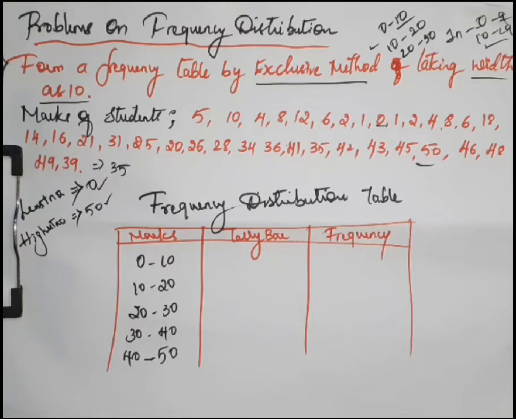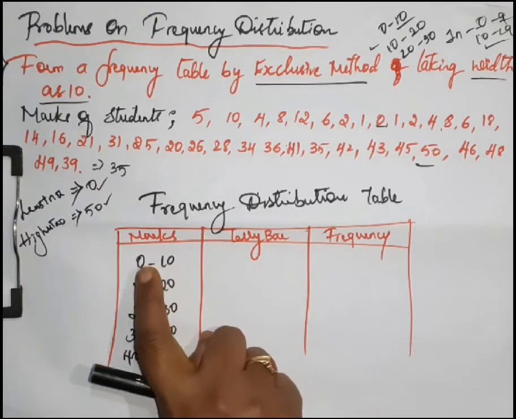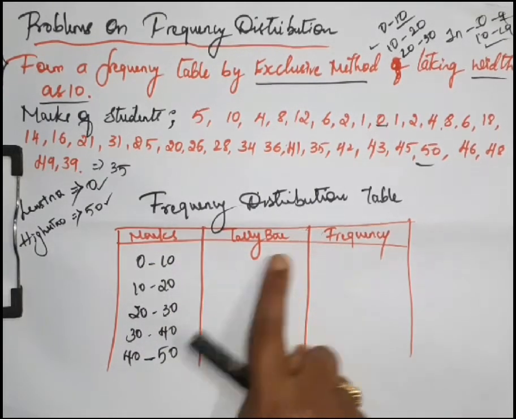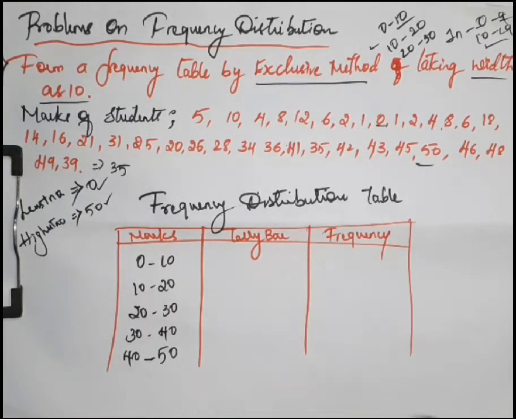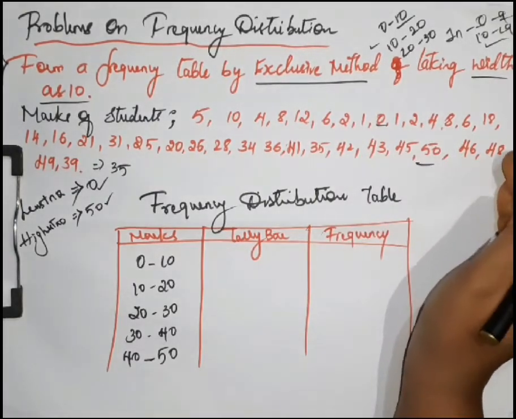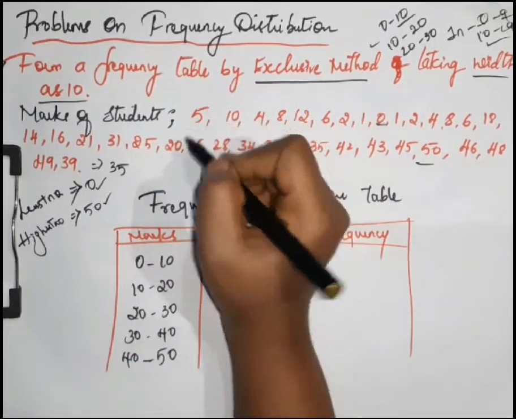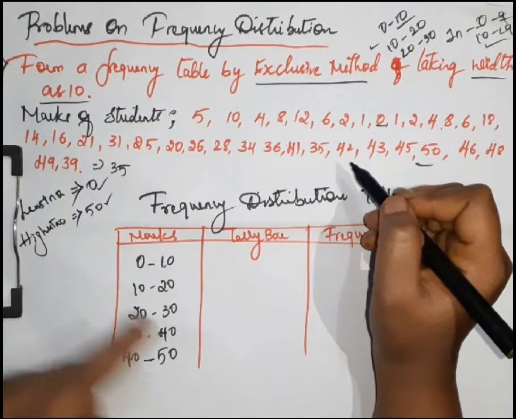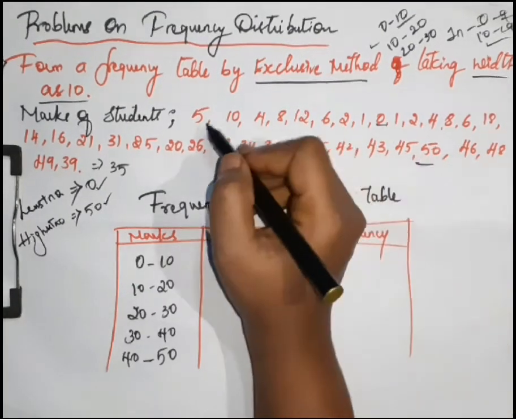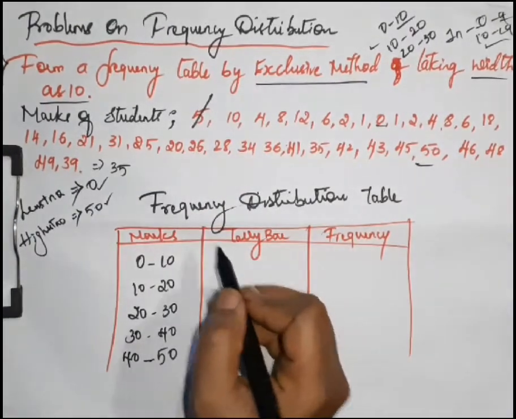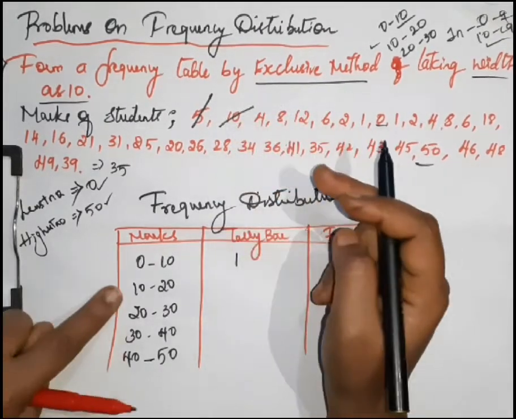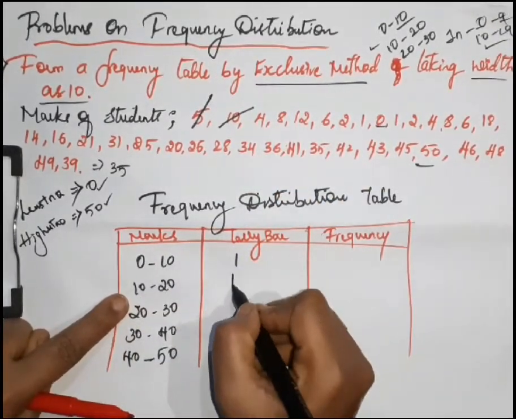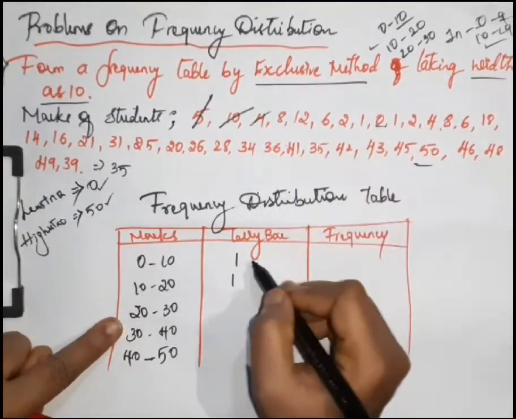When it comes to the tally bar, we consider the numbers which fall within 0 to 10 in the first row, 10 to 20 in the second, 20 to 30 in the third, 30 to 40 in the fourth, like that. We'll go one by one. After considering a number, you cross mark it so that you won't get confused. The first number is 5. 5 comes under the first class, mark it as 1. Then we have 10. As it is the exclusive method, we consider it in the second class interval, mark it as 1. Then we have 4, 4 will come here.